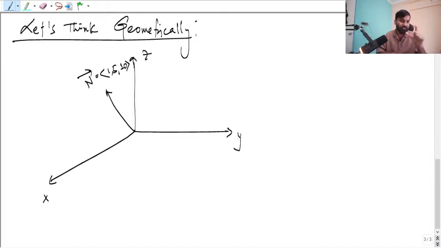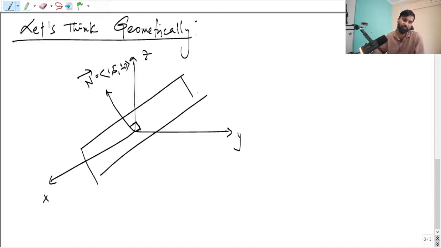So this normal vector is supposed to be perpendicular to our plane, and our plane passes through the origin. That is very important to remember. So this is perpendicular to the plane, and the plane passes through the origin. Plane passes through origin means what? This plane is passing through the origin.